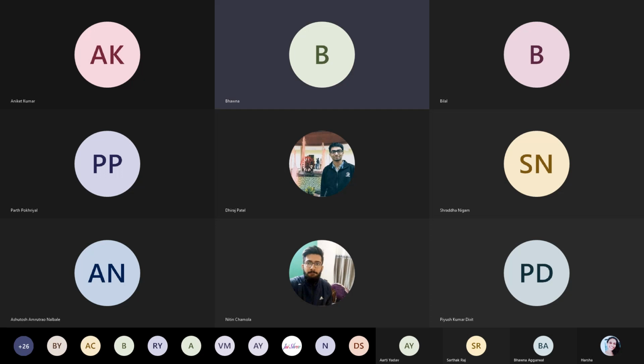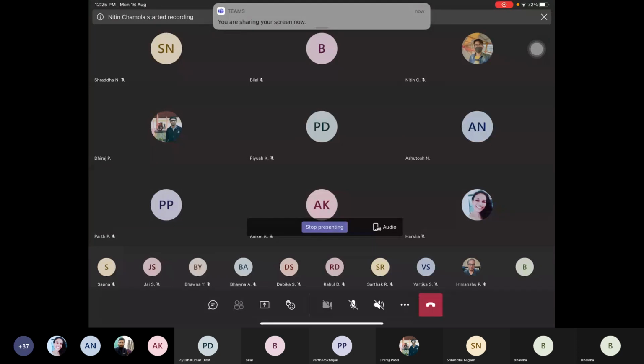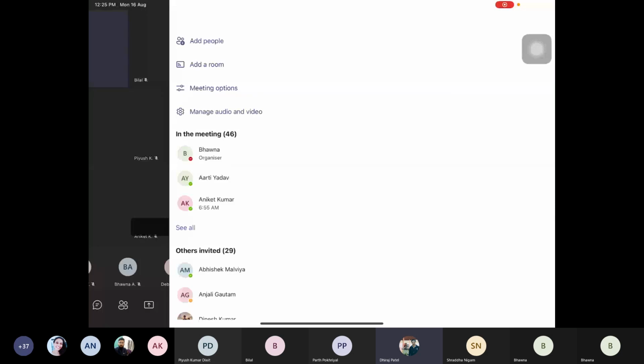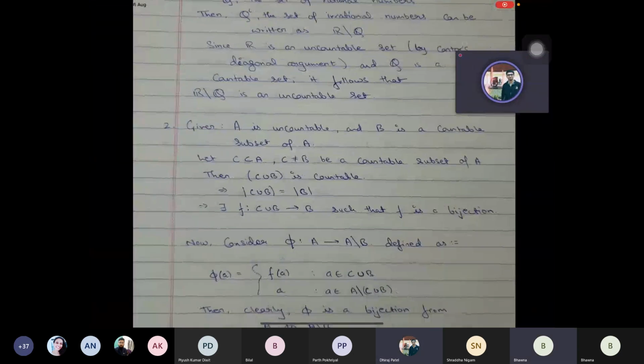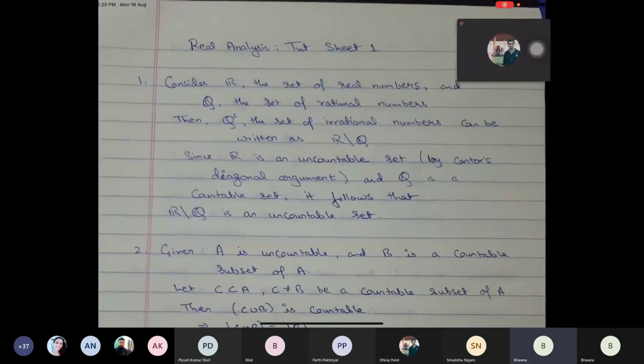Earlier, they were asking in question number 1, like how much to write in a proof. I think I'll share the screen again. So what I said to them was, if it is short, small number of proofs. Yeah, you see this proof, proof 1.